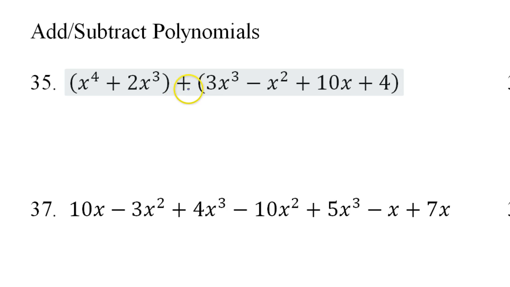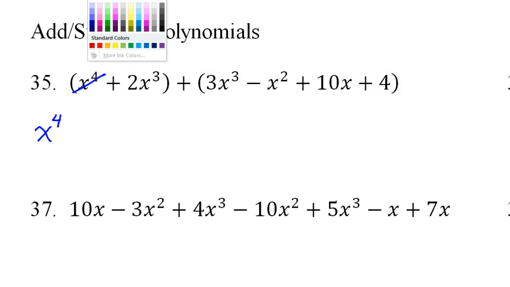When it's addition and there's no number in front that needs to be distributed, you can really just ignore the parentheses and combine like terms. Look at the exponents. I have x to the 4th power. I don't see any other x to the 4th power, so I can just go ahead and write that down. So I've got x to the 4th power. Okay, so we did that.